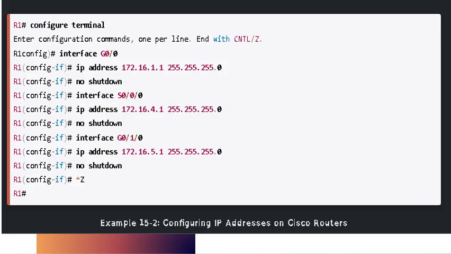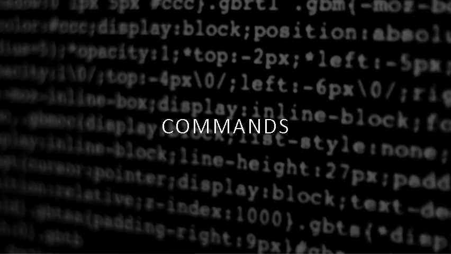This is a picture of what the CLI terminal looks like. It'll come up with R1#, and then you type in configure terminal. And then these are the commands and the IP addresses, and then you type in the IP address and the mask, and then you type in no shutdown. And this is how you configure IP addresses and masks, and no shutdown commands.